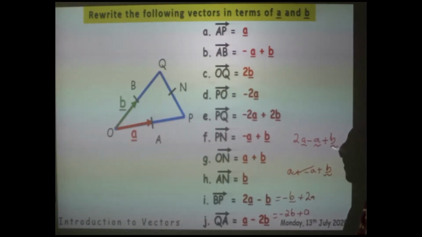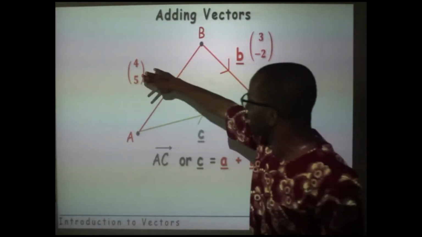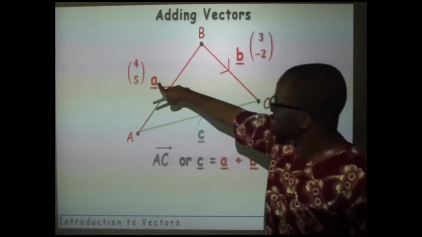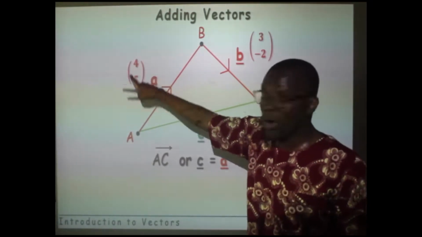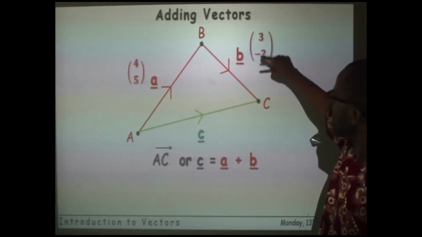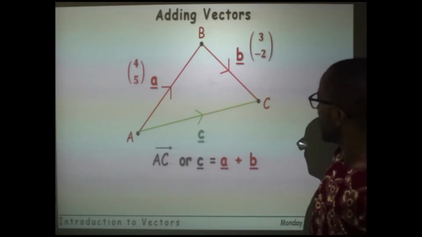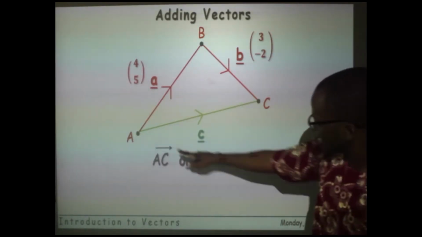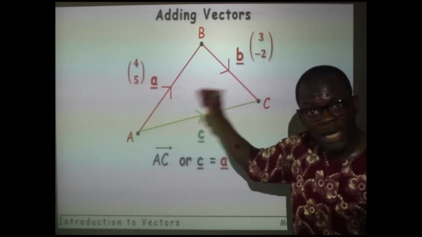Alright, let's move on. Now, let's see how we add vectors if we're given the components. Look at the vector A. It's got the components 4 and 5, meaning the x component is 4 and the y component is 5. And then the vector B has got the components 3 and minus 2, meaning the x component is 3 and then the y component is minus 2. And then we want to find the vector AC. Again, mind the direction of the arrows.